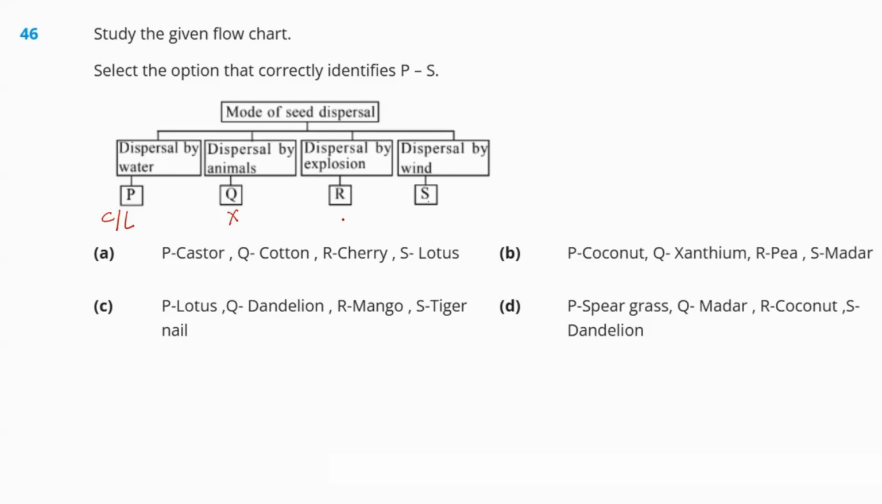Dispersed by explosion, it can be pea plant. Dispersed by wind, it would be hiptage, madar, and dandelion. So our answer would be option number B over here.